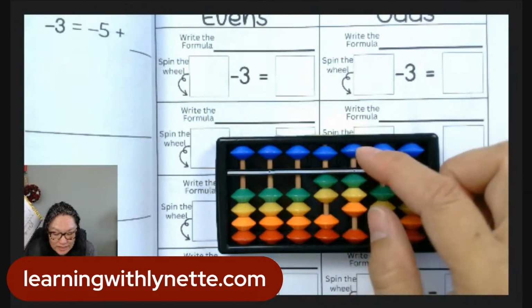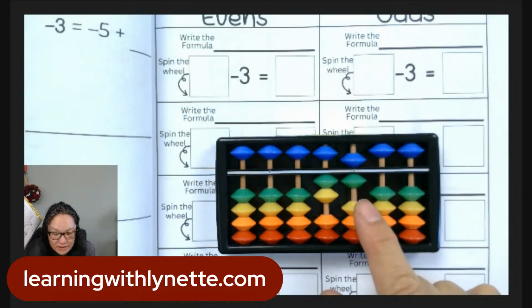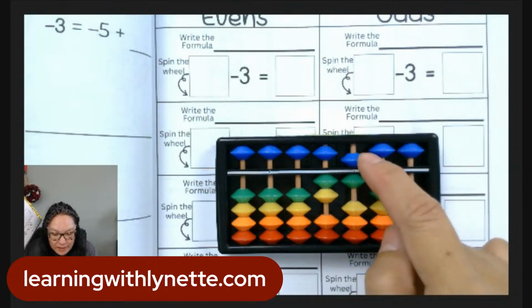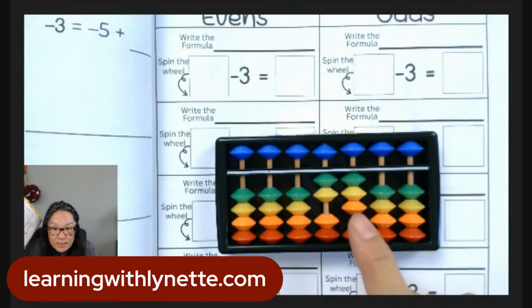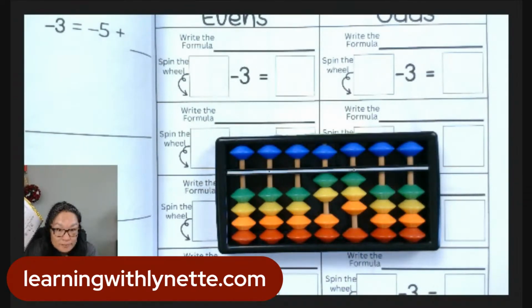Because we're doing 26 minus 3. Minus 3 is minus the 5 plus the 2. So my final answer is 23. Okay? How are we doing? We're all right?